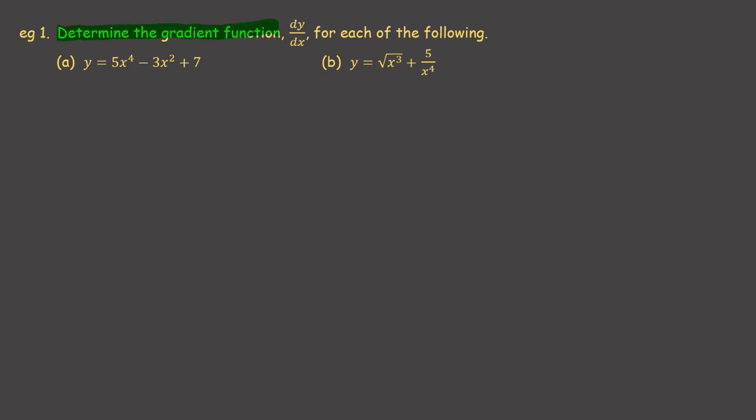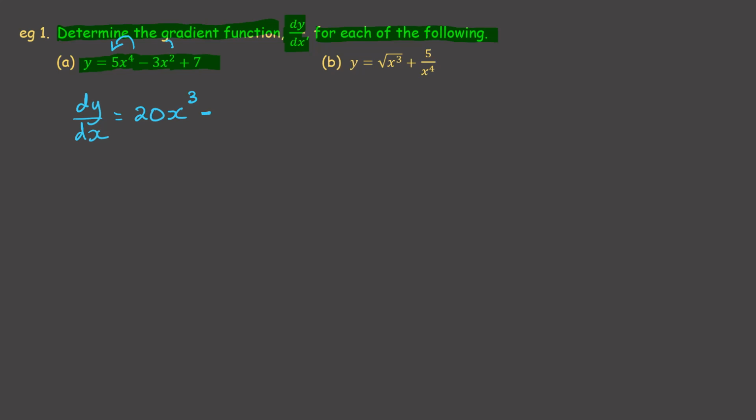Determine the gradient function dy/dx for each of the following. The first one is y equals 5x to the 4 minus 3x squared plus 7. So dy/dx is, think about what we talked about in the intro. The 4 comes down and multiplies the 5. So that's 20. And then we reduce the power by 1, so it goes from 4 to 3.